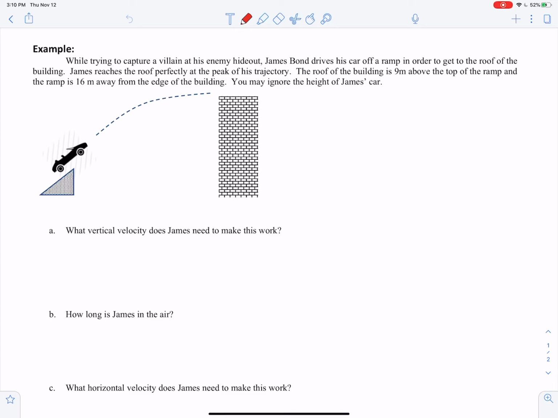In this video, I'm going to do a projectile motion problem involving a projectile that's launched at an angle that we do not know. So let's take a look.